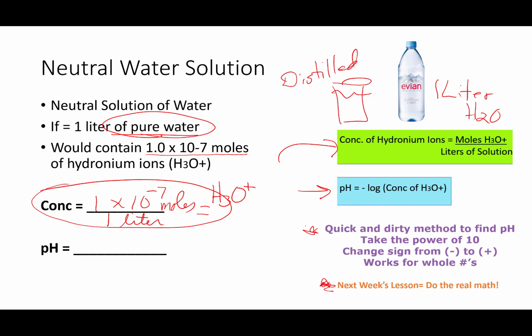So here's the quick and dirty method. If you look just at the power of 10, if you take that power of 10 and you change the number from being negative to positive, that's going to be the pH. And so that power of 10, 7, change it from negative to positive, and that's the pH of my solution. This works for whole numbers like 7, 8, 9, and 10. When we get non-whole numbers, then we're going to have to do real math.